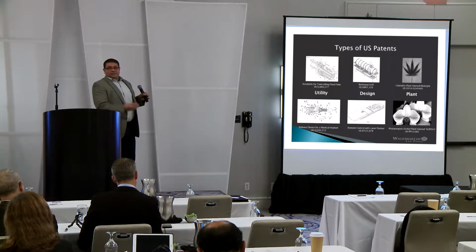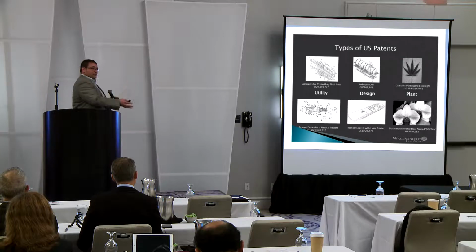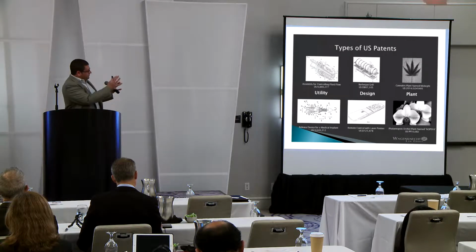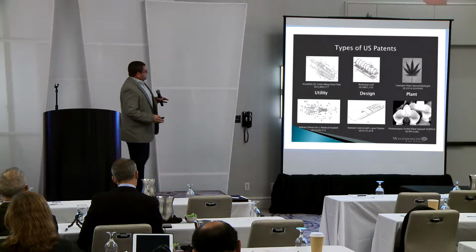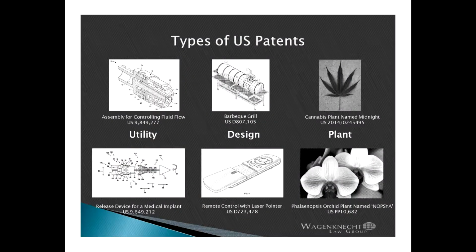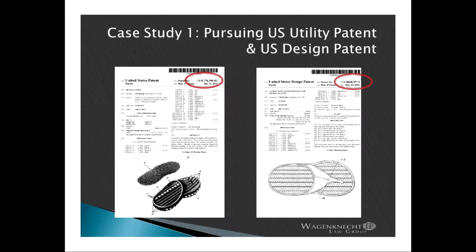And then plants: if you asexually reproduce a new strain of whatever it is, we can protect it with plant patents as well. Just for everybody's edification, the top here is a fluid flow control valve from one of Ray's clients. A stent is down here. In the middle is a nice barbecue beverage dispenser that I'm waiting for my client to actually produce, which would be nice. And then we have the remote controls and a couple of nice plants for everybody to see.